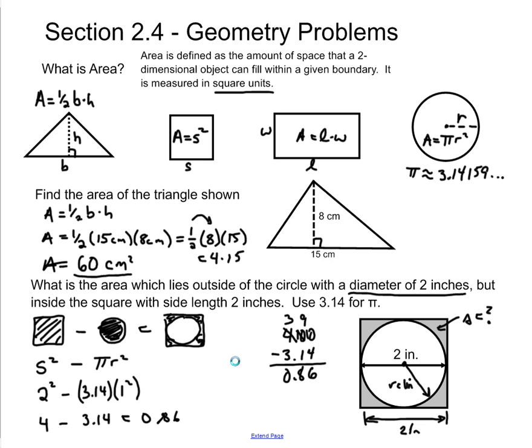Now once we get that answer, don't forget, of course, the main thing that we will want to remember is that it's not only 0.86. We're being asked about area, so the question was, what is the area which lies outside here? And if this is in inches, we're going to say that our area will equal 0.86 square inches, which we write inches squared.